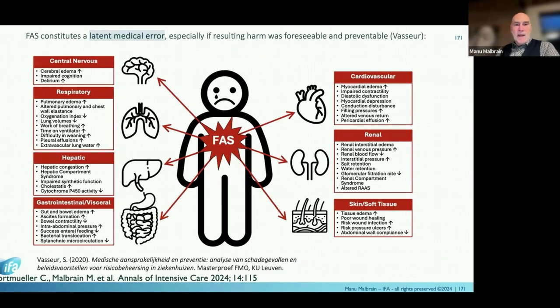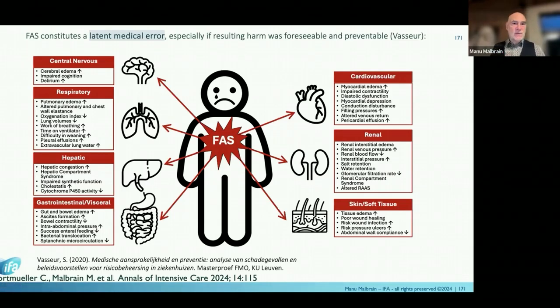Now, what we need to prevent is this fluid accumulation syndrome, as I illustrated in my personal case and the other case after abdominal sepsis. Why is that? Because it, to me, could be a latent medical error.